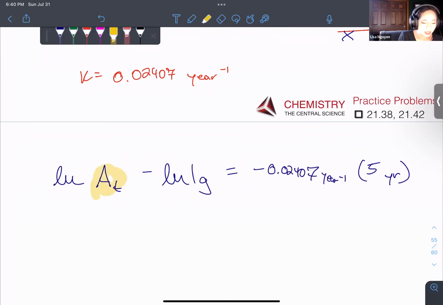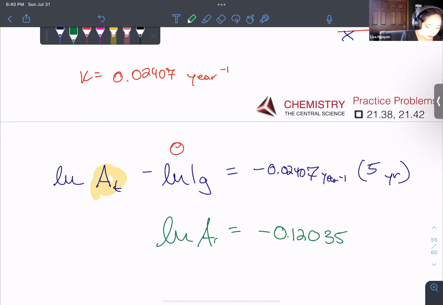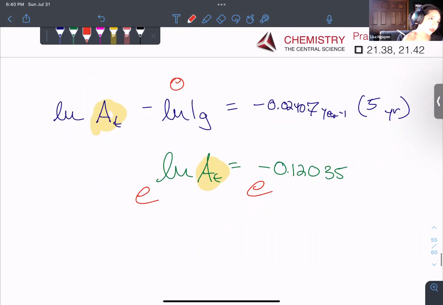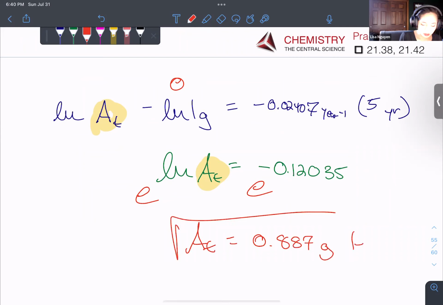So we calculate this, and know that natural log of 1 is 0. When you multiply these things together, 5 times 0.02407, you get -0.12035. It's unitless, equals the natural log of A subscript T. Since we are solving for A subscript T, we need to take both sides to the E to undo that natural log. And so how much isotope is left is 0.887 grams. Okay.